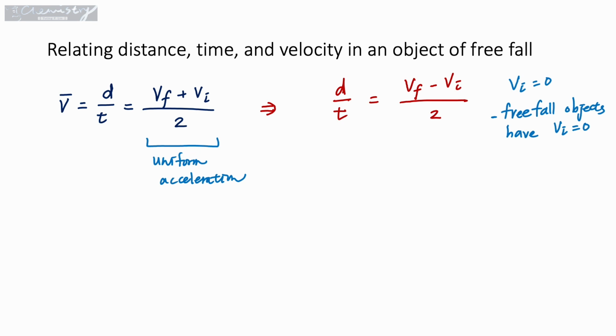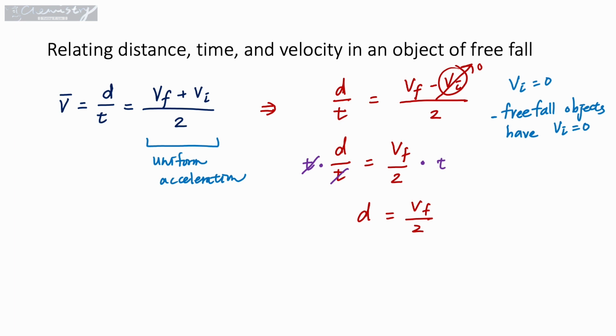So that means that we can simplify this equation, so that way it's d over t equals (Vf minus 0)/2, because Vi is 0. And we can write it in terms of distance by multiplying both sides by t, so that way these two t's can cancel out. Then from here, we have d equals Vf divided by 2.